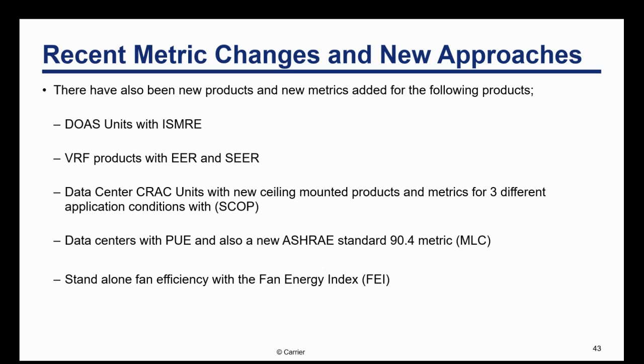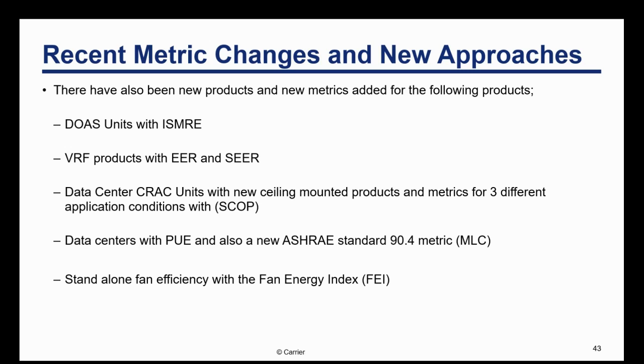So, recent metric changes. There are some other things you'll see in the standard. DOAS units are now filled out in the standard. They have a new metric called ISMRE, a moisture removal efficiency metric. More and more people are starting to use DOAS equipment, and there are some system benefits where you just condition the outdoor air. Also, you'll see VRFs have an EER and a SEER. Data centers have an SCOP, which is for the CRAC units, the standalone units, and data centers also have a PUE. And there's a new standard out, which I don't know if you've all seen, called 90.4.